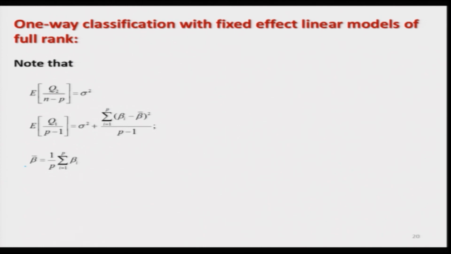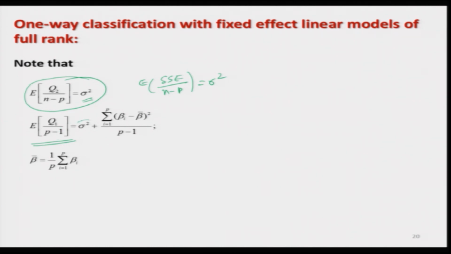Here I will not do the algebra, but I would just like to inform you that if you try to find out the expected value of Q2 divided by n minus p, this will come out to be sigma square. Later on we will express it as the expected value of the sum of squares due to error divided by the degrees of freedom is equal to sigma square.